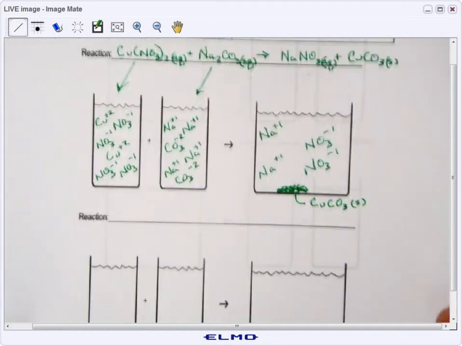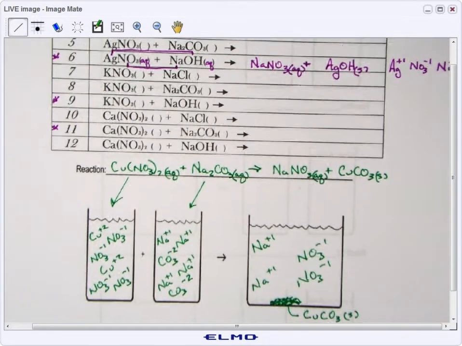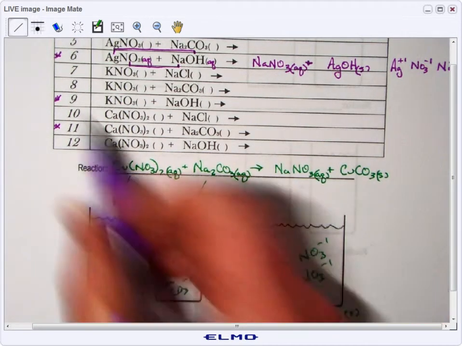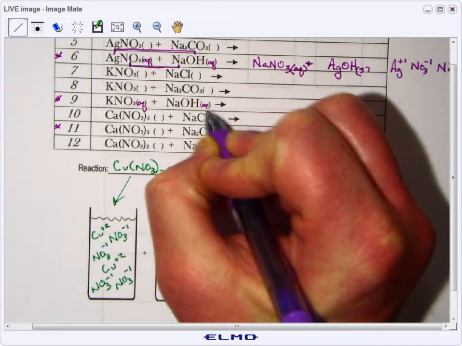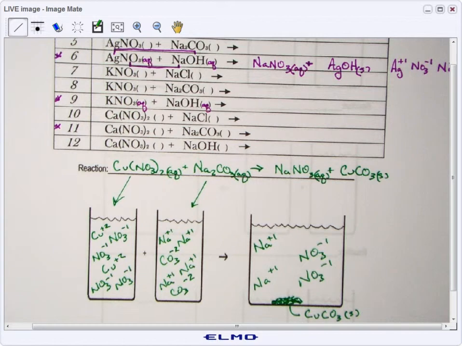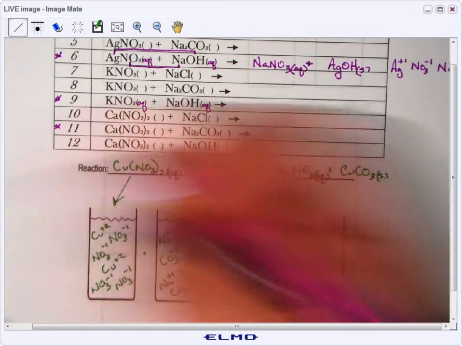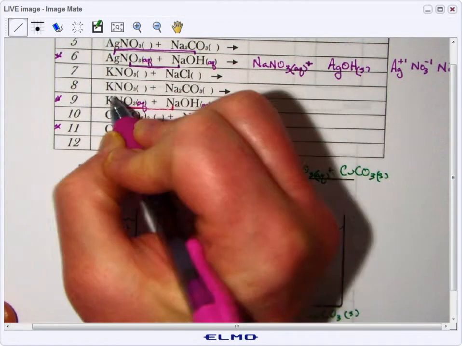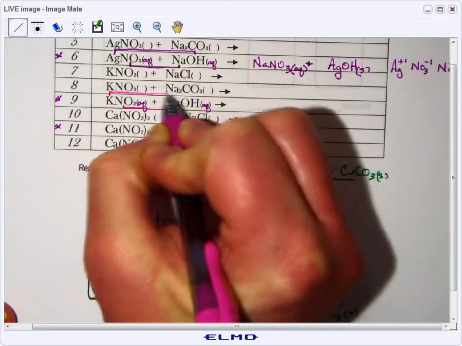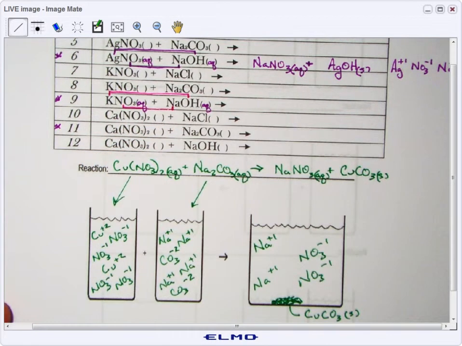I don't know if I believe you or not, but if you're not going to ask them, I can't help you. Okay, number 9. We said again, our reactants are always aqueous. In this case, they are. They could try to trick you on a test, but we're not. That's not our purpose. We're going to look at their new dance partners. Na is going to dance with NO3 again. K is going to dance with OH.